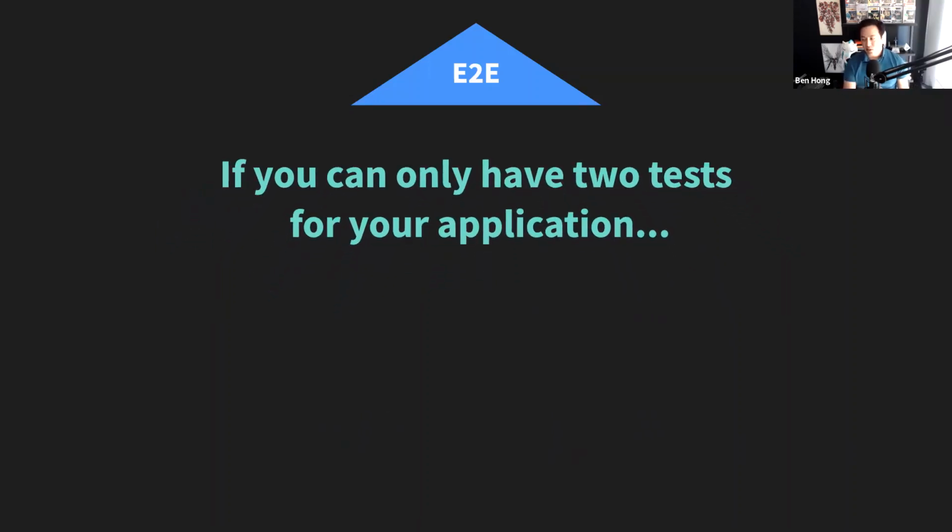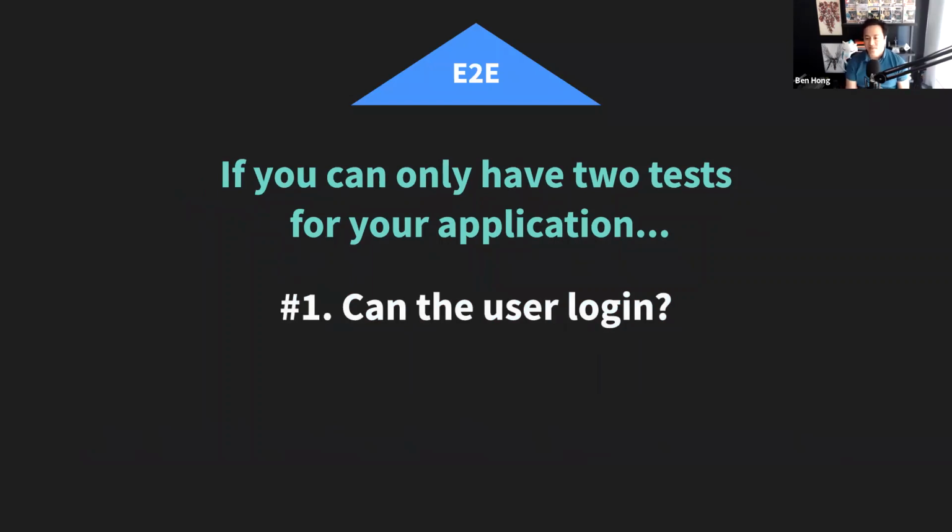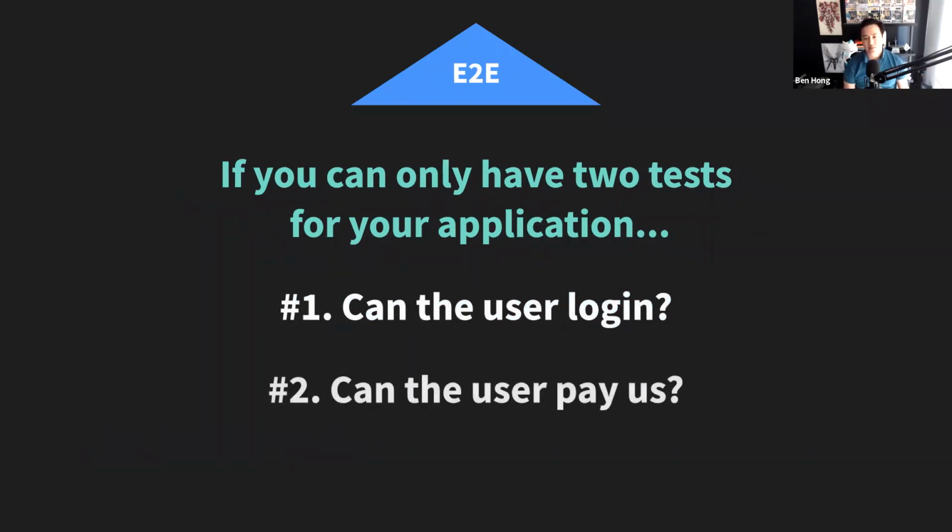One, you want to make sure, can the user log in? Two, can the user pay us? After that, everything's optional. As you can imagine, things like logging out are important, but for most applications, this is the fundamental part of them having a business.